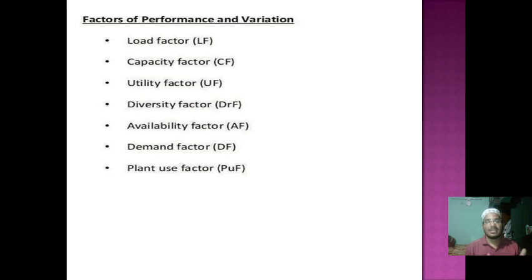Diversity factor, availability factor, demand factor, plant factor, and the last is plant use factor. These are the brackets having small symbols or short forms of those factors. Each and every factor we are discussing in depth, not just a single word. So next I am considering every factor with deep explanation so you can easily know about that factor.